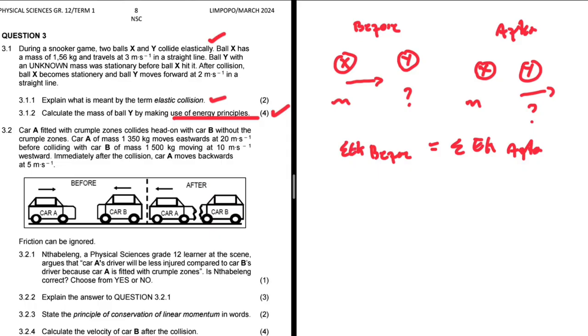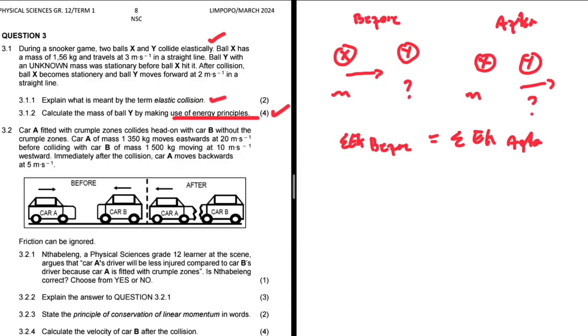Right, we are only able to do this because we are told that the collision between the two objects is elastic. So the kinetic energy of X before the collision is just half mv squared plus the kinetic energy of Y, still half mv squared. This is going to be equal to the kinetic energy of X after the collision, half mv squared, plus the kinetic energy of Y after the collision, which is half mv squared.